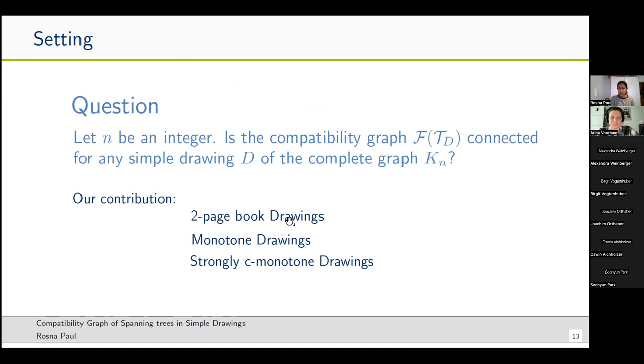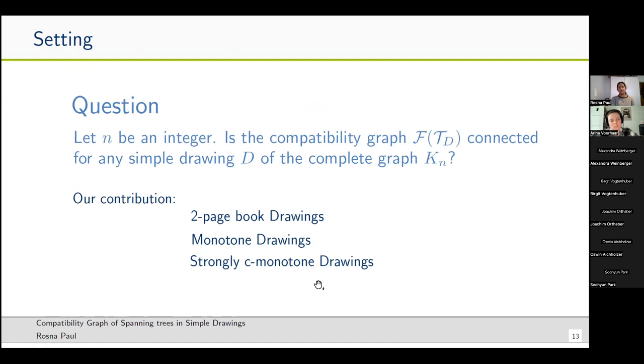For example, the two-page book drawings, monotone drawings, and c-monotone drawings. After that, we further tried to extend this to other classes of simple drawings, but we didn't find a good proof of how to prove it. So we also thought about how to attack this problem in a different way.